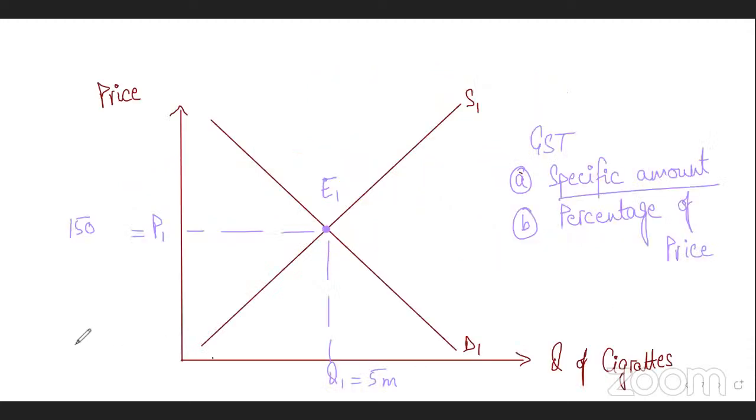Easy. Okay, nothing about this. How will this be shown on the graph? Now, this is the main part, students. How will this, indirect tax, be shown on the graph, right?